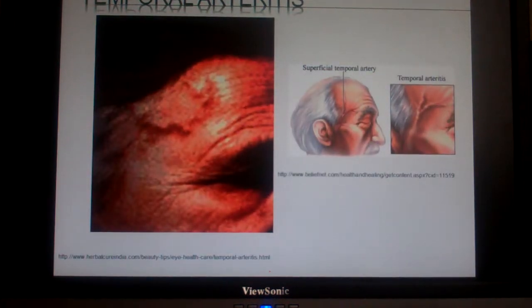Okay, this is my temporal arteritis. This is the one I was trying to draw over here, and you can see the different branches of it. This little branch coming off right up here is this little guy right there. Alrighty, and this is a little drawing. So it's all the same thing, just showing you where that temporal artery goes, a superficial temporal artery.